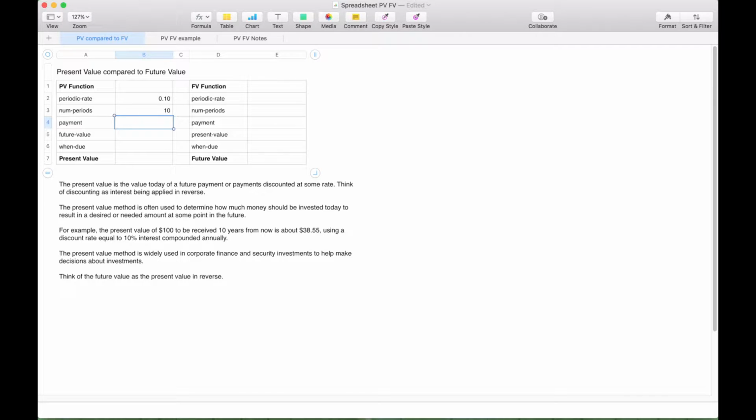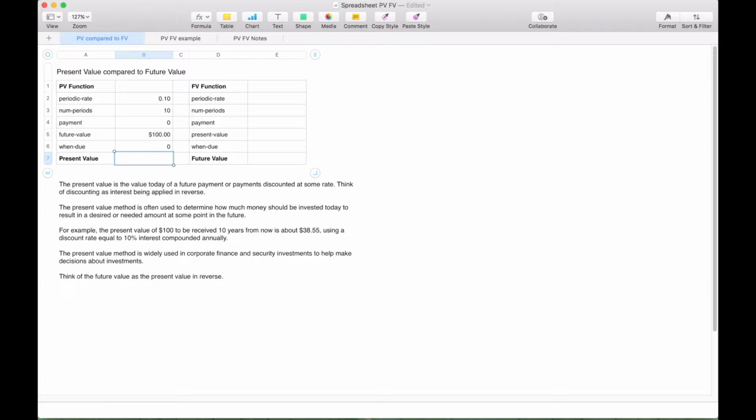There are no additional payments, so we can put in 0 for that. The future value, we said that the present value of $100 to be received, so the future value will be this $100 because we said to be received. So we put in $100 there. And there are 2 options for the when due, and that has to do with when payments are put in, either at the beginning or the end of the period. And since we're not putting any payments in, we can leave that as the default, or let's just go ahead and put a 0 there, because I believe that's the default.